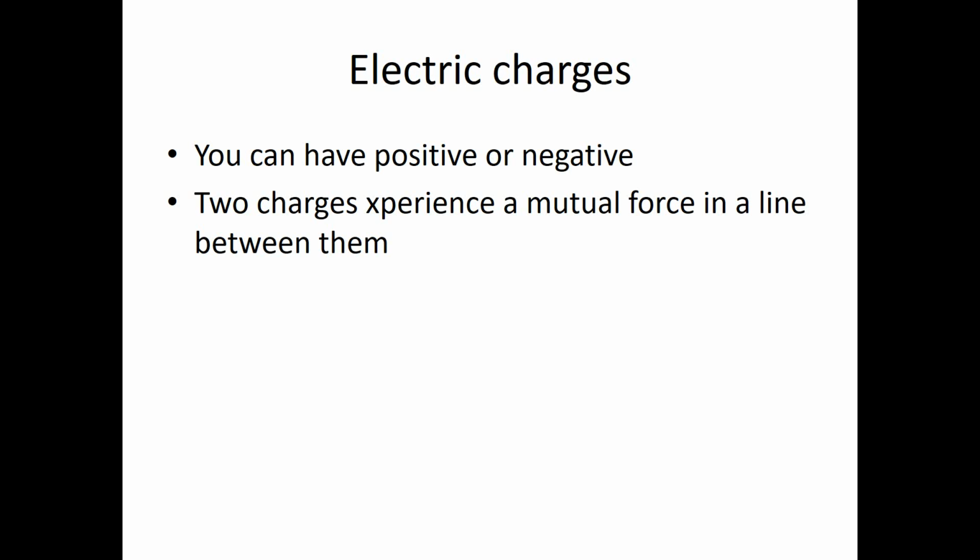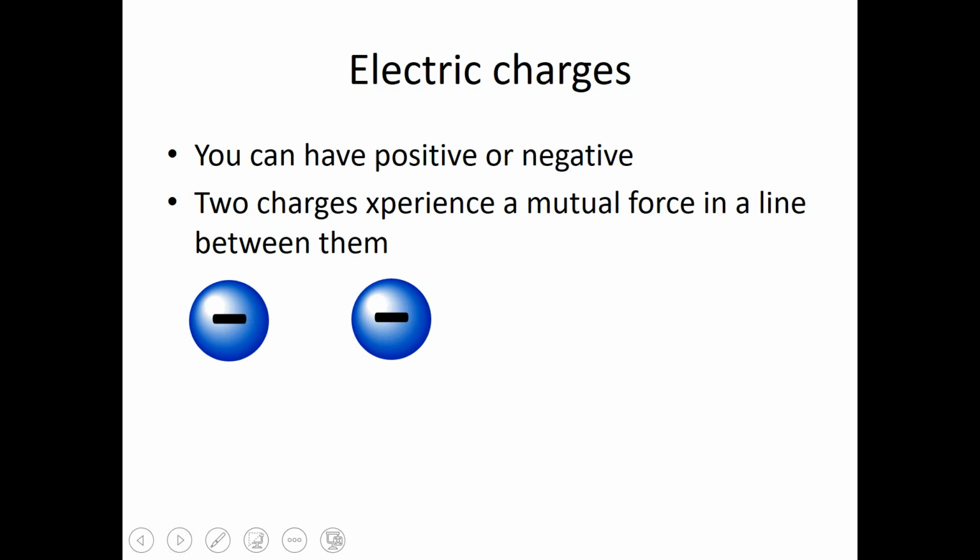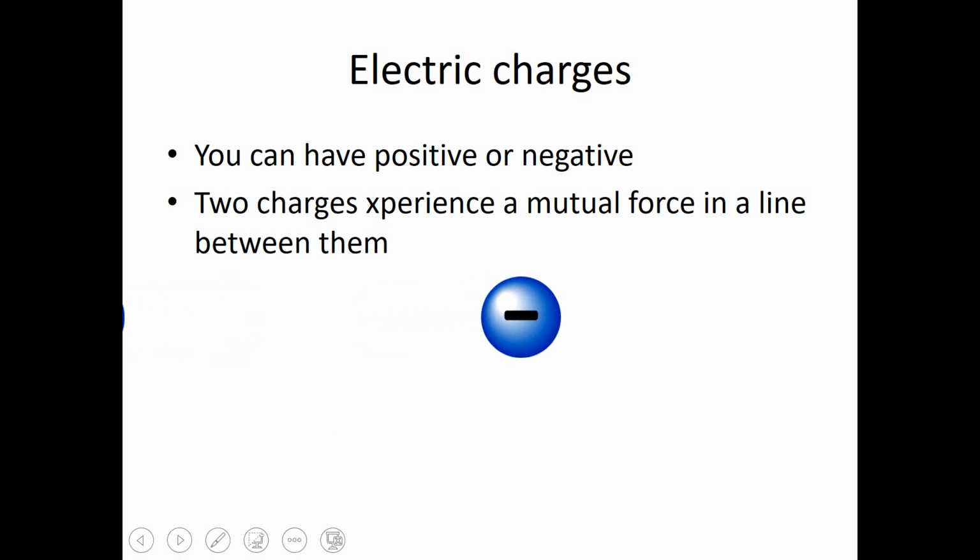Two charges experience a mutual force in a line between them, just like gravity working between two masses in space. It'll go from the center of one mass to the center of the other. So in this case, we talk about point charges, from the center of one point charge to the center of the other. Now, if you've got these two negative charges, they're going to feel a repulsive force between them, so they're going to move apart because like charges repel.